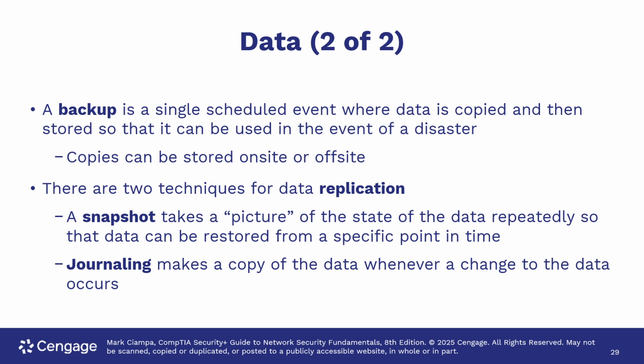So a backup is a single scheduled event where data is copied and then stored so that it can be used in the event of a disaster. Copies can be stored on-site or off-site. There are two techniques for data replication. A snapshot takes a picture of the state of the data repeatedly so that the data can be restored from a specific point in time, or journaling, which makes a copy of the data whenever there's a change to the data that occurs. So snapshot or journaling. Like some companies will do a full backup and a daily backup. That would be more like a snapshot.